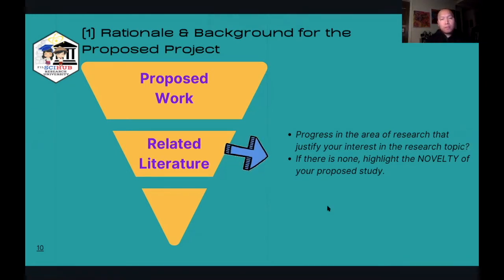Based on experience, typically people provide insights into the progress within the area of research. What has been done quite recently that's considered state of the art, and what are the best results recently, can help justify your interest in the area of study. In certain cases, it's fairly easy to find recent developments that you can use as motivation for an idea. But if you end up proposing an idea that has never been explored before, this is also the section where you highlight the novelty of what you're doing.